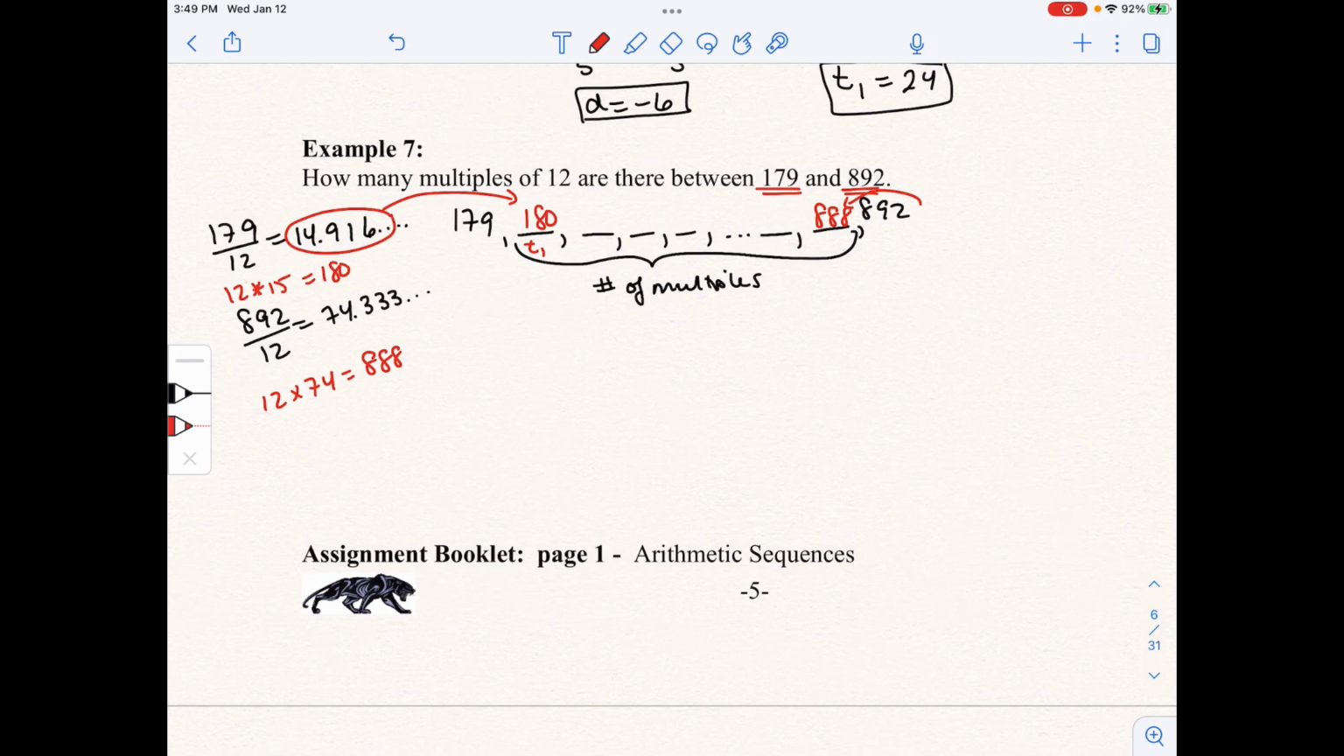And then, of course, there's a bunch in between. This next one would be 192, and this would be, what would that be? 204. Okay, and then what would the next one be? 216, and so on. Okay. So how many are there?